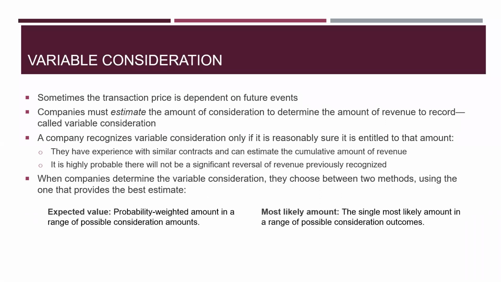Now, how to do that is through an expected value method, where you're looking at the probability weighted amount in the range of possible consideration amounts. Or alternatively, we can look at the most likely amount, which is a single most likely amount in the range of possibilities. So out of, let's say, 5 different possibilities, we are just looking at the single option that is highly probable.